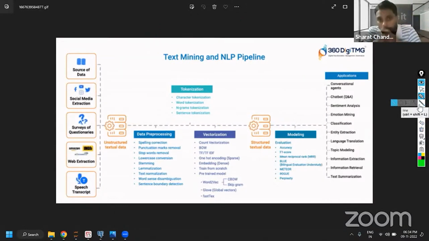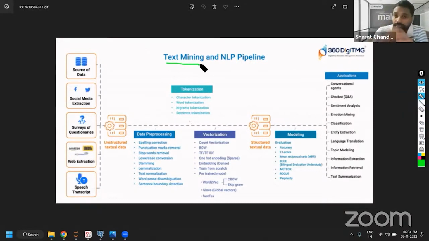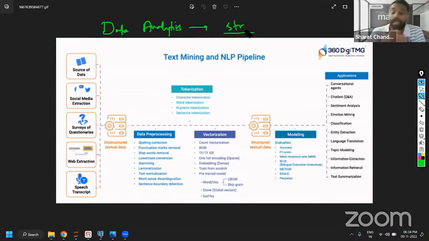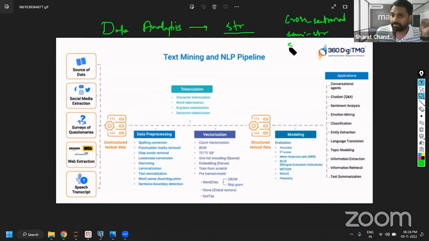Now, today's topic is text mining. Whenever we talk about data analytics, always look at the structured data for your analytics. Look out for structured data. And that is the reason why we do all the data pre-processing steps as well. And till now, whatever algorithms we were discussing, it is basically done on your cross-sectional data. And we were looking at semi-structured or structured data.